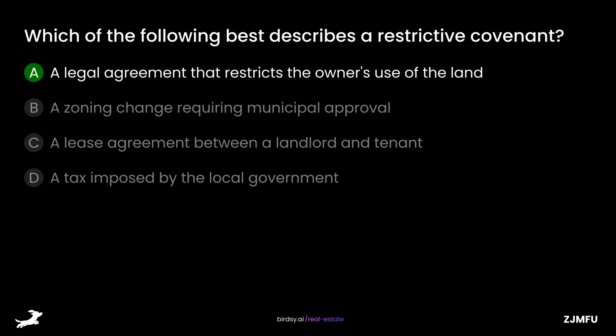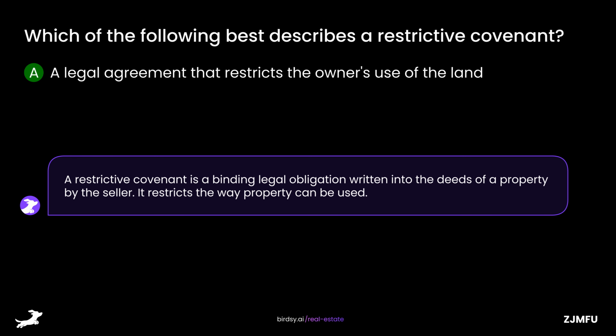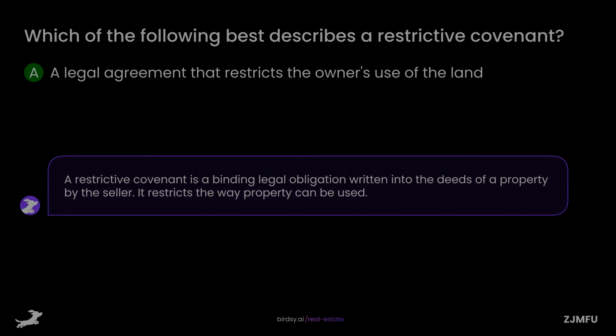The answer is A, a legal agreement that restricts the owner's use of the land. A restrictive covenant is a binding legal obligation written into the deeds of a property by the seller. It restricts the way property can be used.